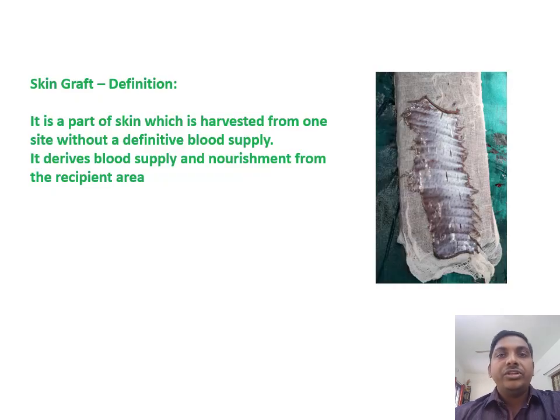So moving on to the definition of the skin graft. A skin graft is a part of the skin which is harvested from one site without a definitive blood supply. A graft does not have any definitive blood supply, whereas a flap will have a definitive blood supply. So how does this graft survive? It derives blood supply and nourishment from the recipient area, where it has been placed. This picture shows a skin graft which has been meshed, as shown here.